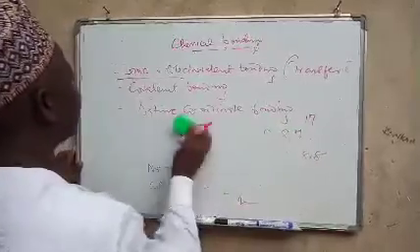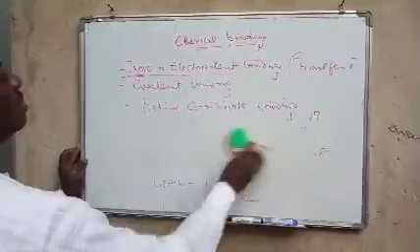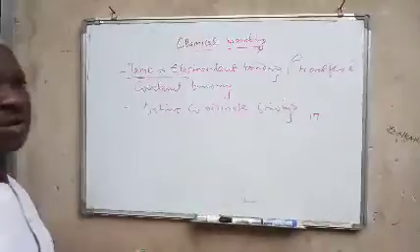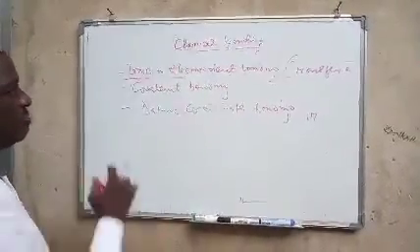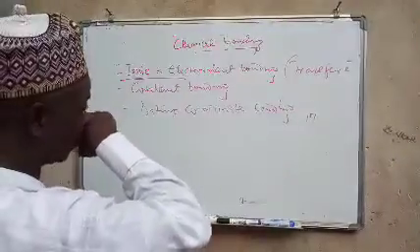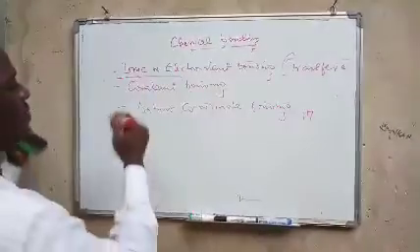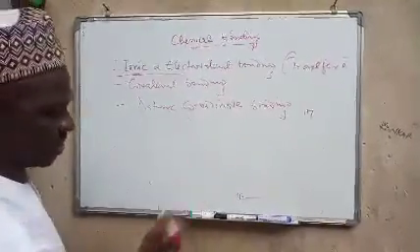Now we'll go to the second type of bonding, which is covalent bonding. Covalent bonding is all about sharing of electrons. Electrons are shared between two atoms, and a molecule is formed.